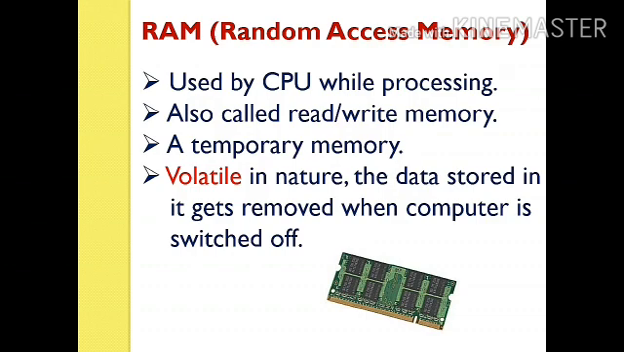So what is RAM? RAM stands for Random Access Memory, and this memory is used by the CPU while processing, and this is also called read-write memory, and it is a temporary memory. It is volatile in nature and the data stored in it gets removed when the computer is switched off.